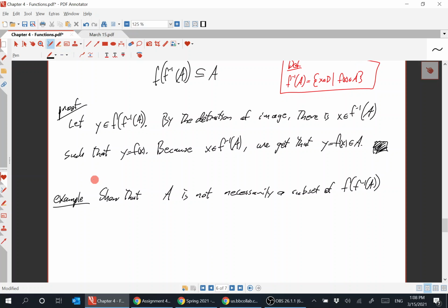All right, what can go wrong? Why might A not necessarily be a subset of that? Oh, and by the way, because we want to show something is not necessarily true, I mean, it might be the case that A is a subset of the image of the pre-image of A, but it doesn't have to be. So we say not necessarily true, meaning that, in order to show that, we provide a counterexample.